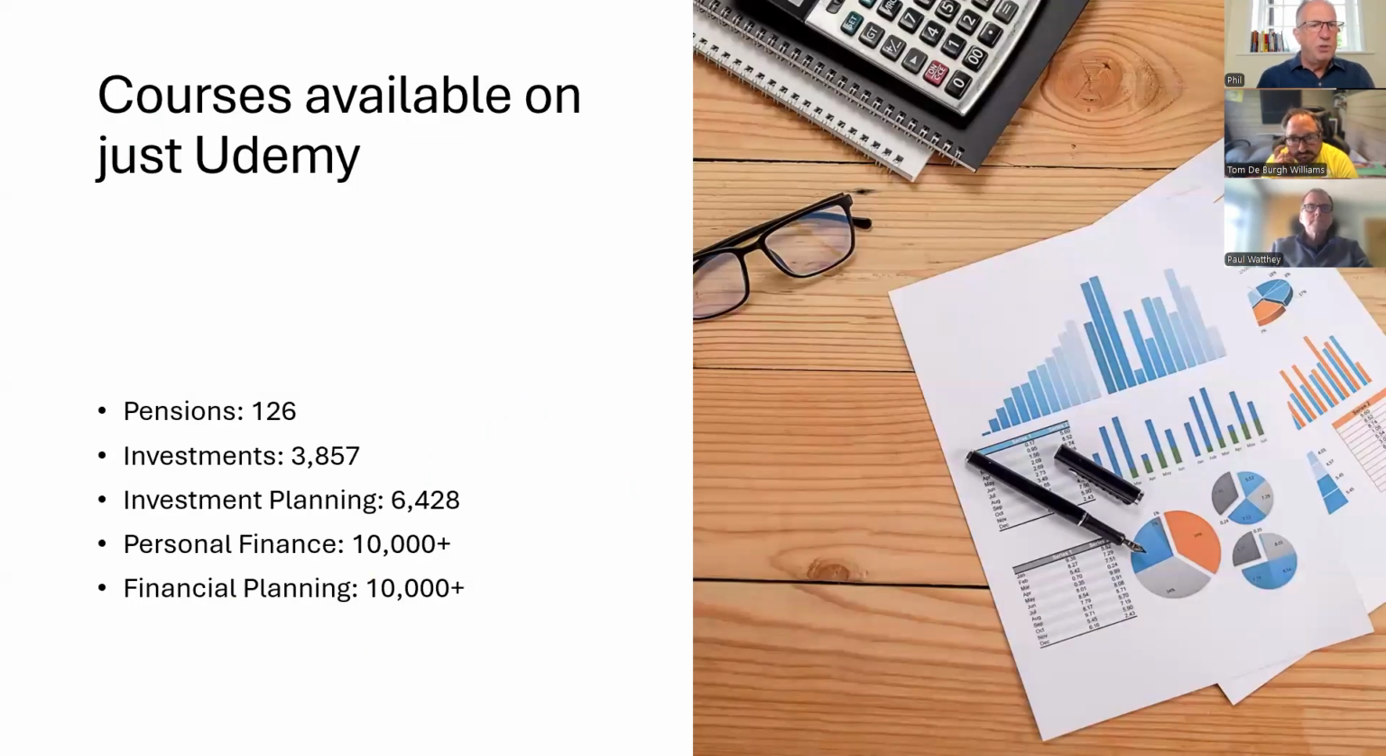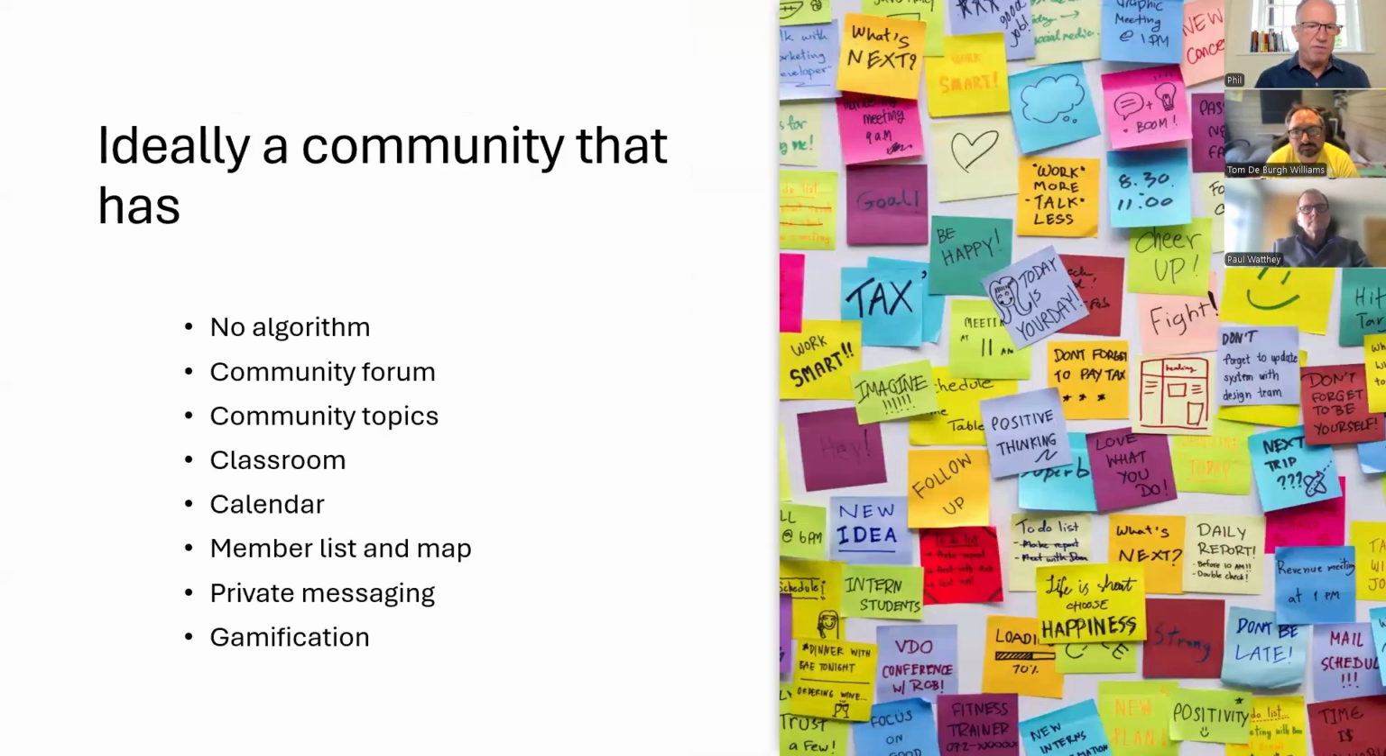If you go to Udemy and type in pensions, there's around 126 courses, 3 or 4,000 courses on investments, over 6,000 on investment planning. And once they get over 10,000, they don't even count. So personal finance and financial planning, thousands and thousands of courses that people are paying for. But now we've got AI, we can do this stuff in seconds, if not minutes, which is just wonderful.